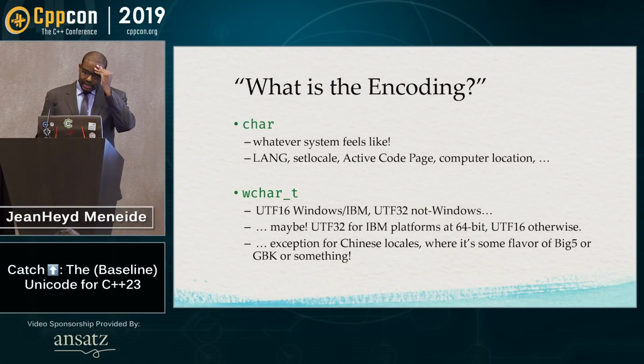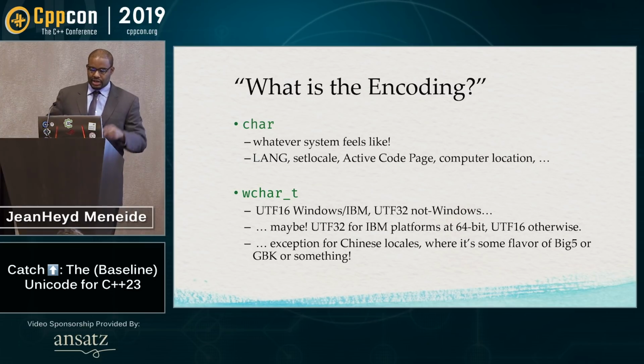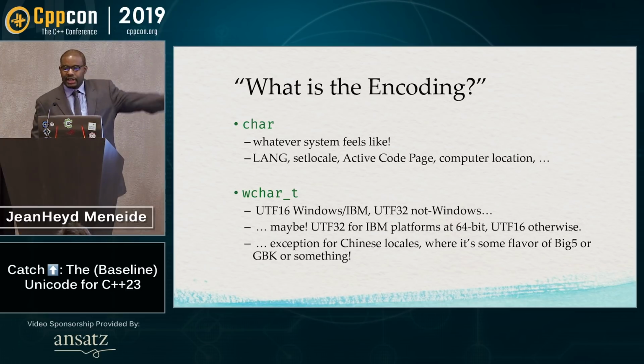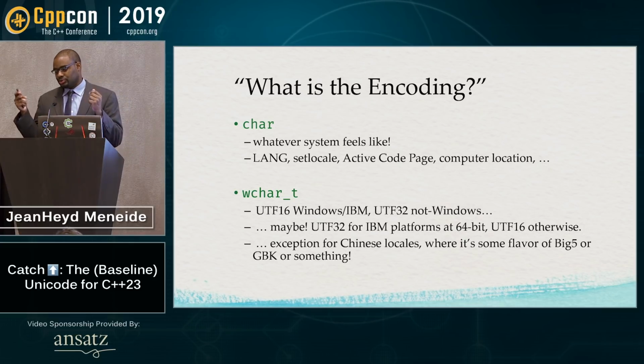The other problem is: what is the encoding? It's tied to locale, but even if you want to try and figure it out, it's impossible, because for things like char, for the narrow encoding, it's whatever the system feels like at the moment. You can change it with the LANG environment variable. You can use setlocale during runtime, and it's not just that you use setlocale in your program. Some library over there in one of your dependencies calls setlocale, and it changes it for everything because it changes it for the whole process. The active code page on Windows, the fact that you booted up and set up your computer in France, and you moved to the U.S.